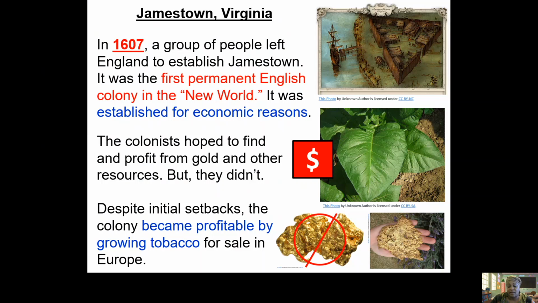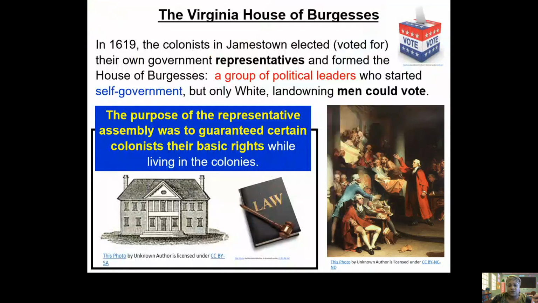And now that they have some stability, they had to begin to make some rules and some regulations about how they were going to trade. That brings us to the first representative group, called the Virginia House of Burgesses. A Burgess, that word, it means representative. So the people in Jamestown are going to get together and elect their own representatives to form their government, which is called the House of Burgesses. It was a group of political leaders, and they are trying to start self-government.